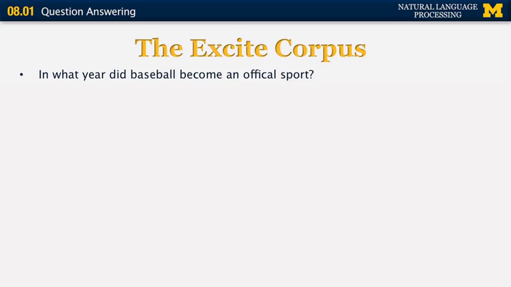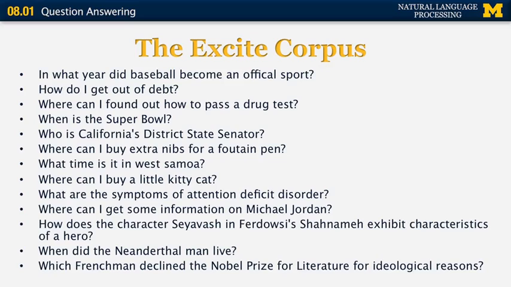If this question were asked in a different country, perhaps the answer would be different. How do I get out of debt? I mentioned this one already. And here's some others. For example, when is the Super Bowl? Well, as I mentioned before, questions of this type have multiple answers that depend on time.